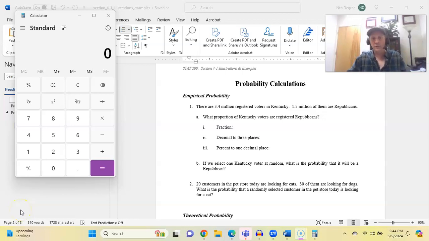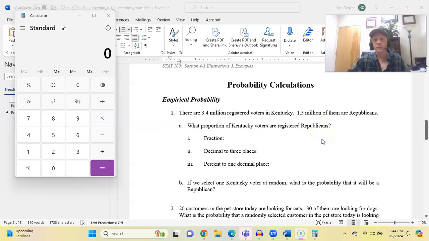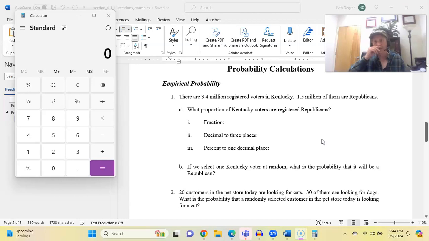All right, let's reinforce our theory with a few calculations that will look like what you'll see on your homework. Number one is going to test empirical probability. There are 3.4 million voters in Kentucky, 1.5 million Republicans. These are real numbers, actually, by the way. What proportion of Kentucky voters are Republicans?